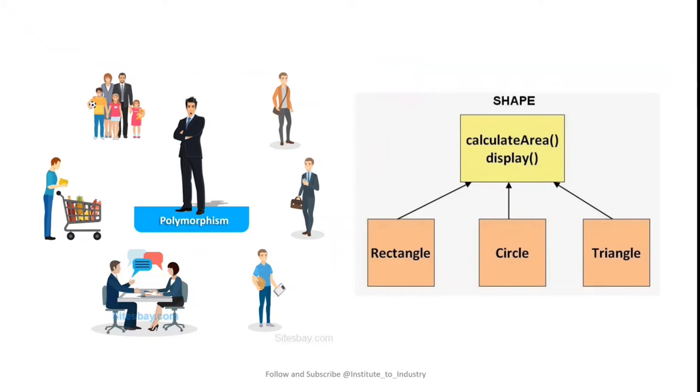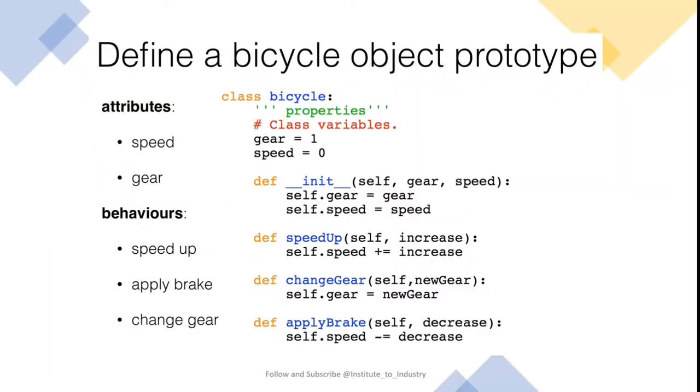The example here is if you have a shape as a blueprint, and it contains a behavior, that method or function, to calculate the area and display that particular shape. A rectangle will behave differently, a circle will behave differently, and a triangle will behave differently for the same functionality. Then this is called polymorphism. And how it is implemented in the script, this is how it is implemented.